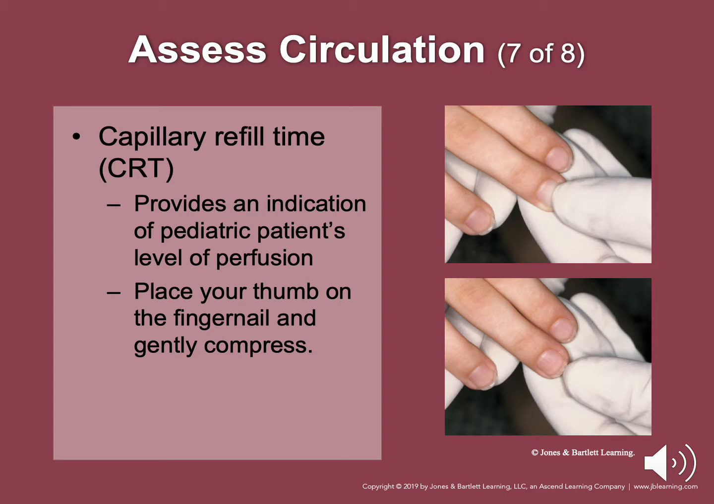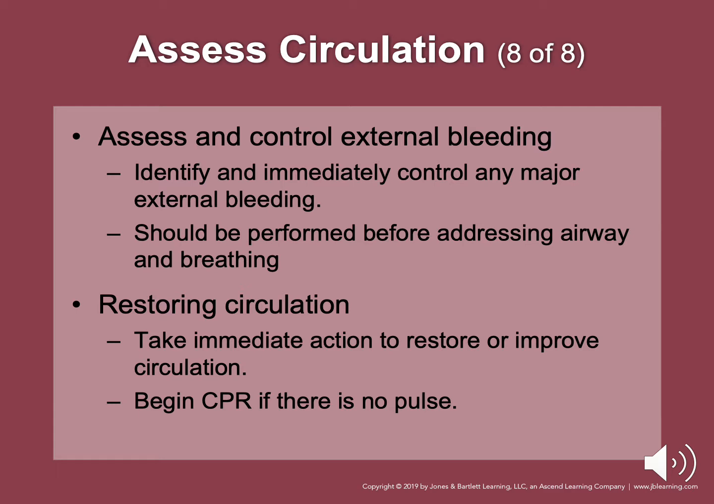All right, assess the skin for external bleeding. Identify and immediately control any major external bleeding, whether it be direct pressure or straight to the tourniquet, which we'll learn about later. It should be performed before addressing airway or breathing problems, because you are losing that oxygen carrying capability if you do not go ahead and address it.